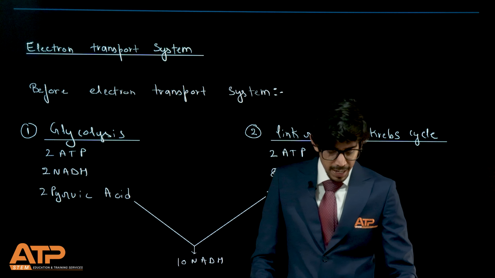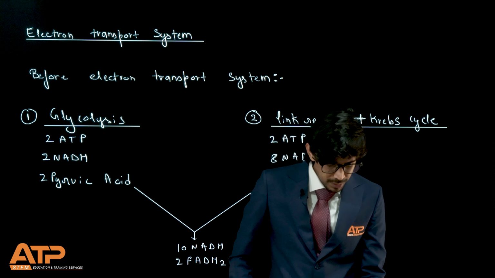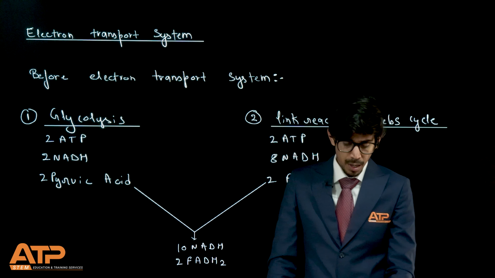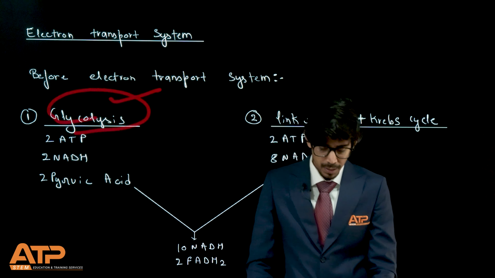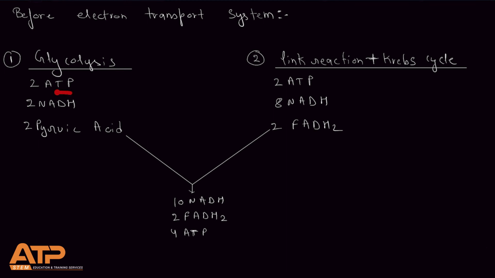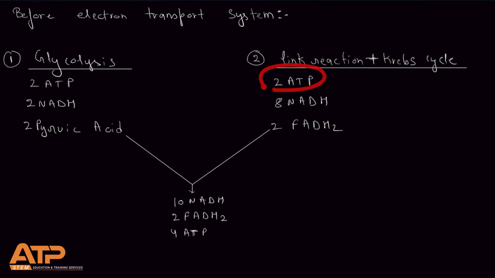Now, if you have seen my previous videos, then you may remember that before the electron transport system, glycolysis takes place and the link reaction plus Krebs cycle takes place. Glycolysis is taking place in the cytoplasm and the link reaction and Krebs cycle take place in the matrix of mitochondria. In glycolysis, we got 2 ATP, 2 NADH and 2 pyruvic acid. Then these 2 pyruvic acid entered into the link reaction and Krebs cycle, where there was a gain of 2 ATP, 8 NADH and 2 FADH2.